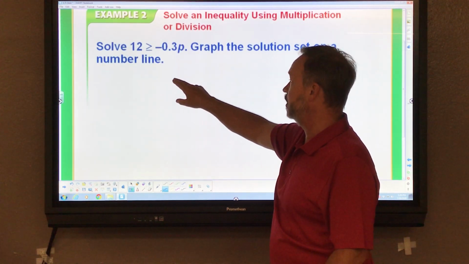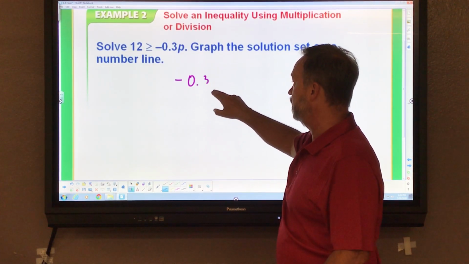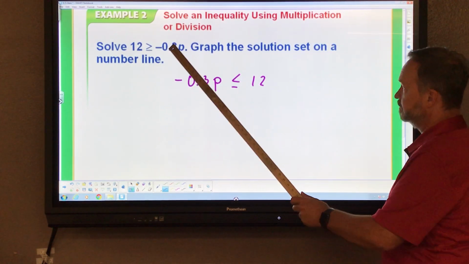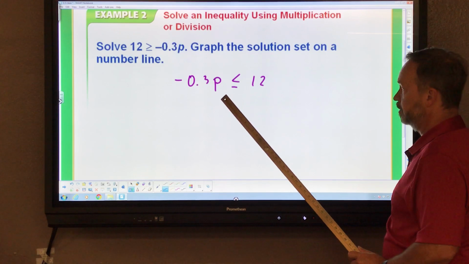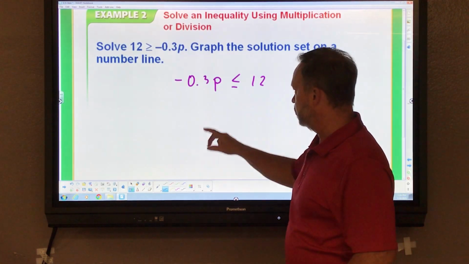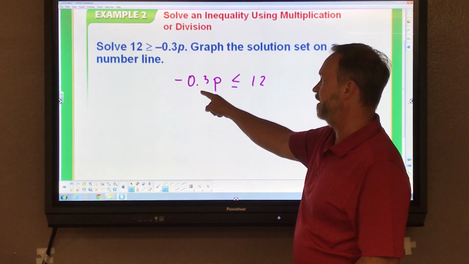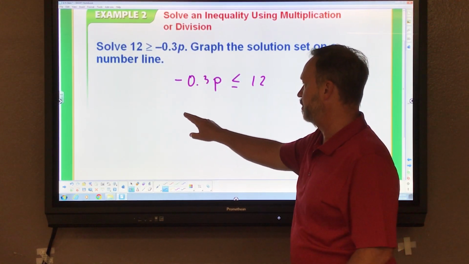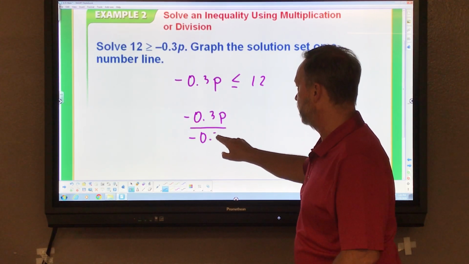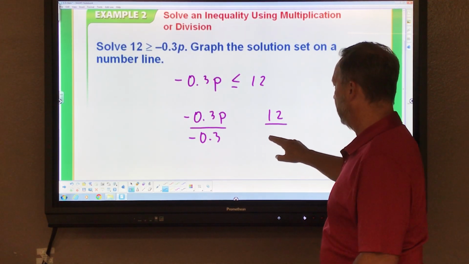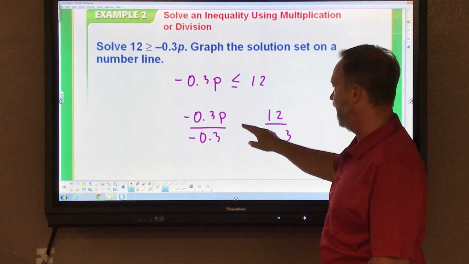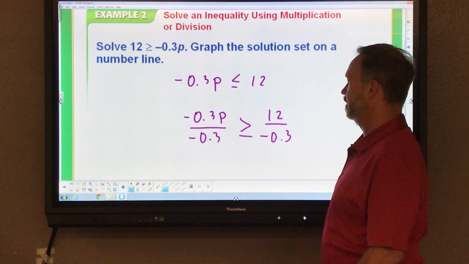But the first thing I'm going to do is take the 0.3p, and take the 12 with the little n pointing at the 0.3p, negative. And then I'm going to say, well, if I want to get p by itself, I've got to divide both sides by a negative 0.3. So I've got the negative 0.3p divided by a negative 0.3, and I've got the 12 divided by the negative 0.3. But because I divided by a negative, I have to flip the sign.